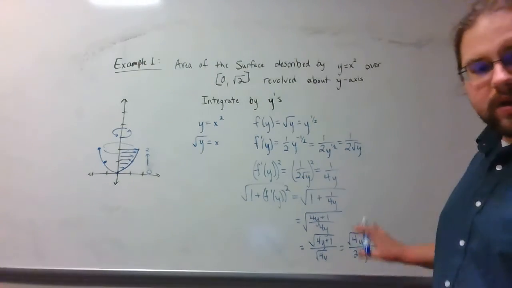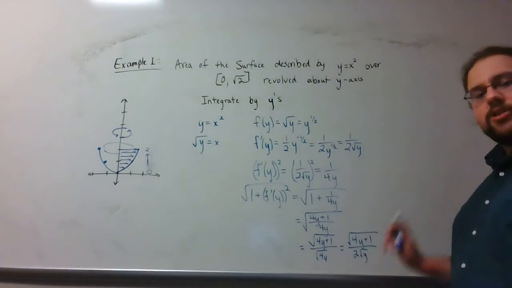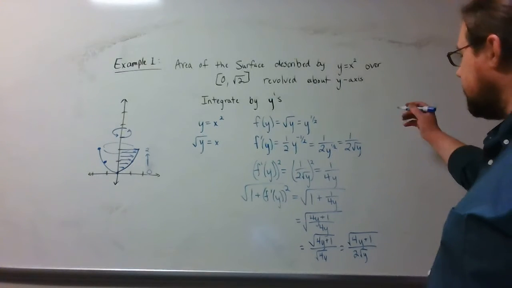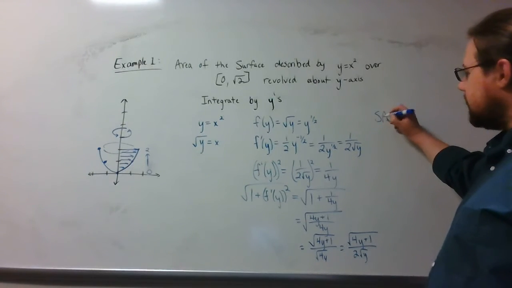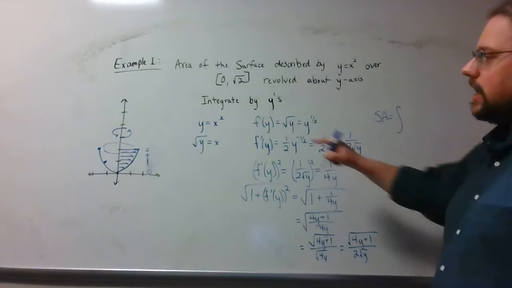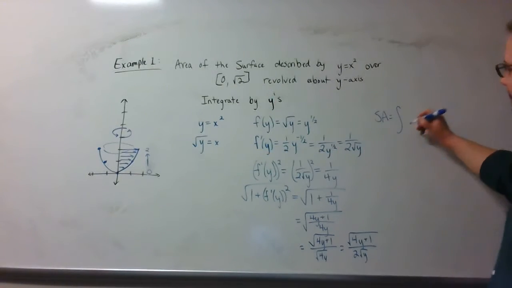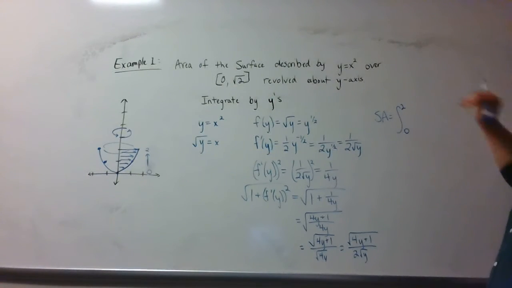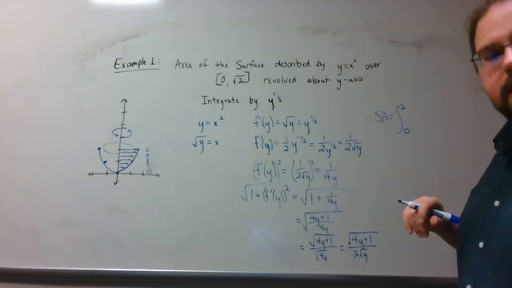Now that's going to be important in just a minute when I go ahead and start plugging everything into my integration. So let me go ahead and start writing my surface area. So the surface area is the integral. Again, we're starting at 0, we're going y value to 2, okay? When I go from 0 to 2, here's what we're going to do next.